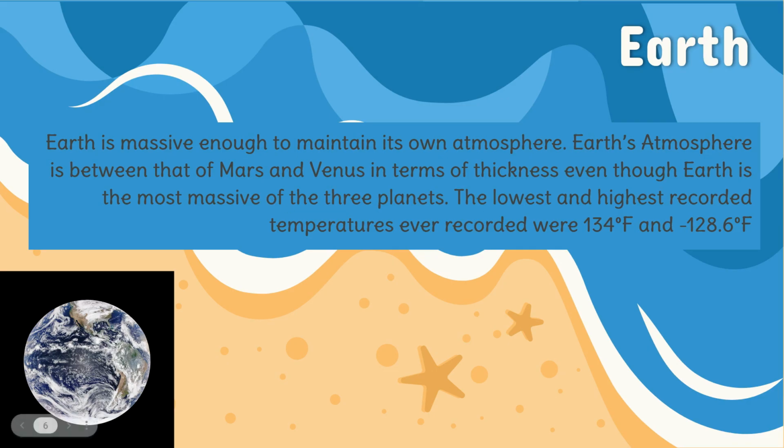The lowest and highest recorded temperatures on the Earth were 134 degrees Fahrenheit, and that was in a place in California, I think, and negative 128.6 degrees Fahrenheit. So again, quite a big range there, and that negative 128 was, I think, the Antarctica station. And so, again, pretty big range.